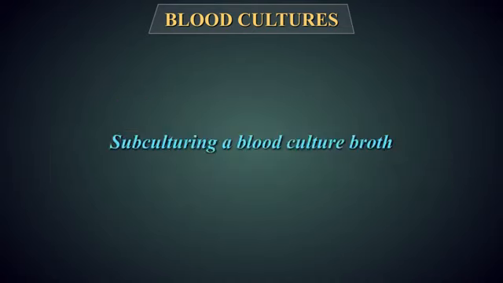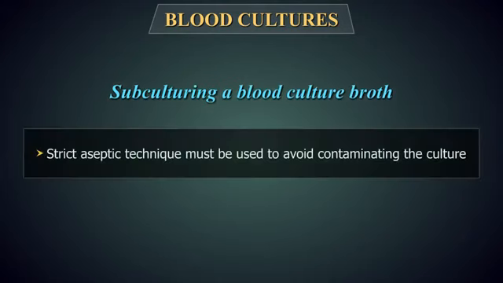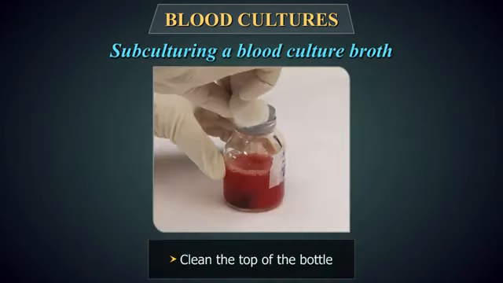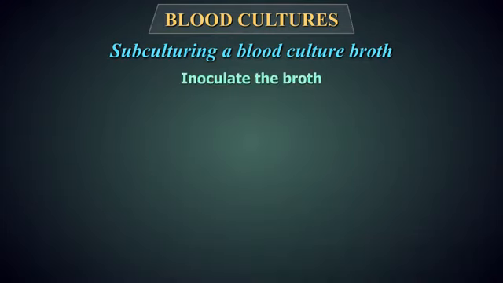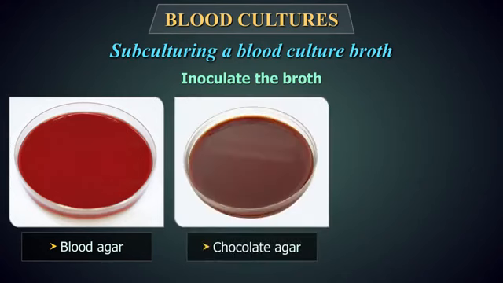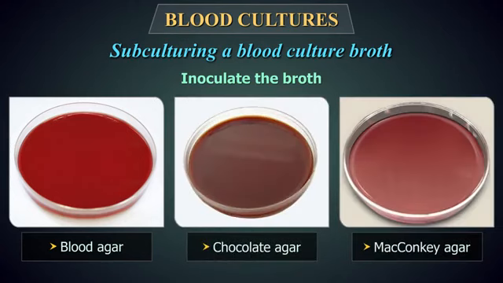Subculturing a blood culture broth. A strict aseptic technique must be used to avoid contaminating the culture. Clean the top of the bottle using an ethanol ether swab. Using a sterile needle and small syringe, insert the needle through the rubber liner in the cap and withdraw about 1 milliliter of the broth culture. Inoculate the broth on blood agar, chocolate agar, and MacConkey agar, and use the streak plate method.